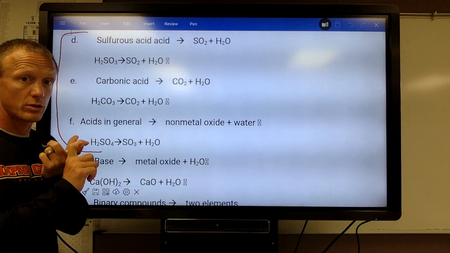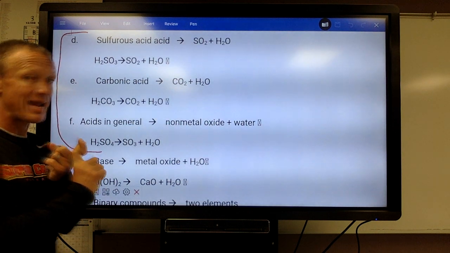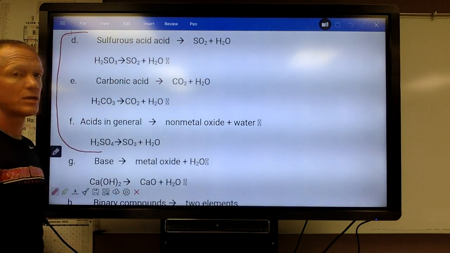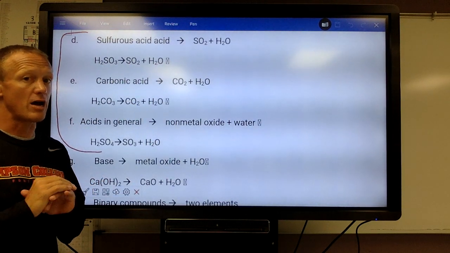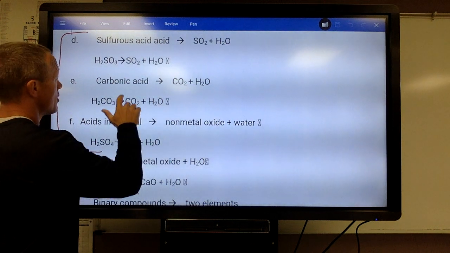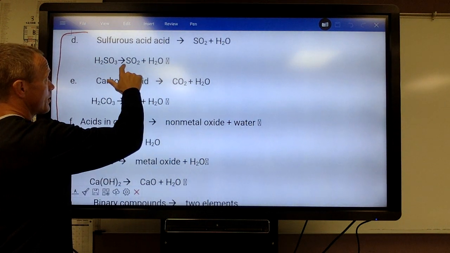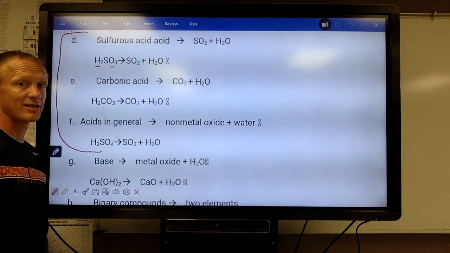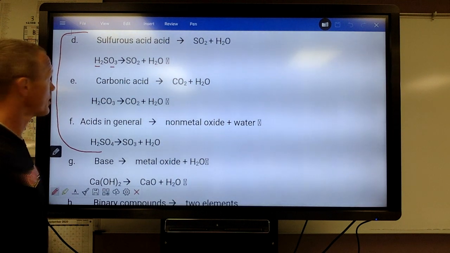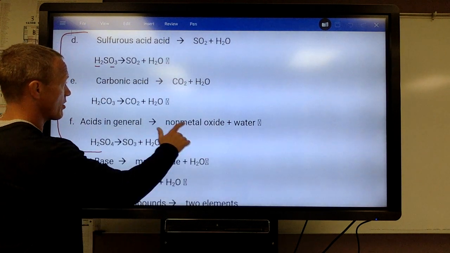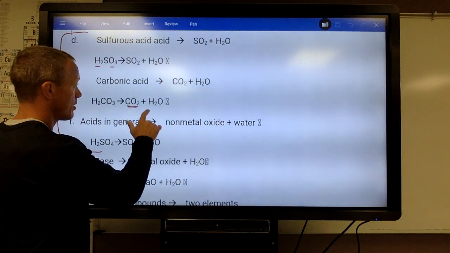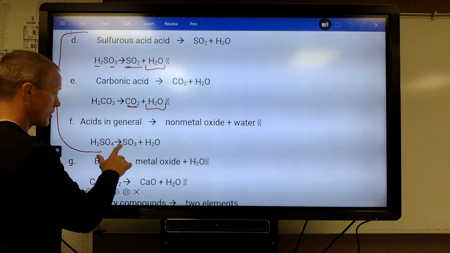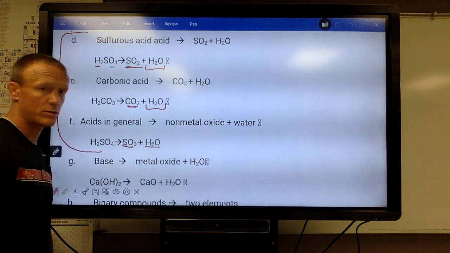So acids produce water when they decompose, and the non-metal with oxygen. Now if you don't know what non-metal oxide it is right now, I'm going to tell you a simple rule: just make it balanced out. If you take a water out of this, if you take out 2 hydrogens and an oxygen, whatever's left over is the gas that's produced. So acids in general produce a non-metal oxide and water.